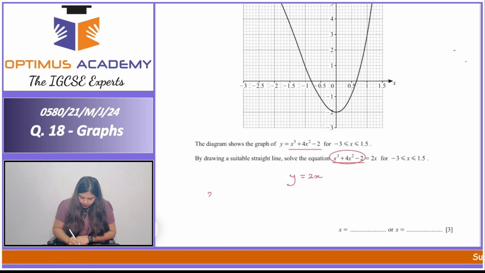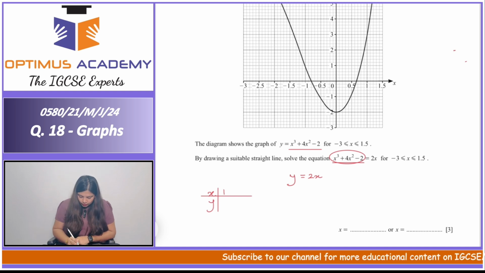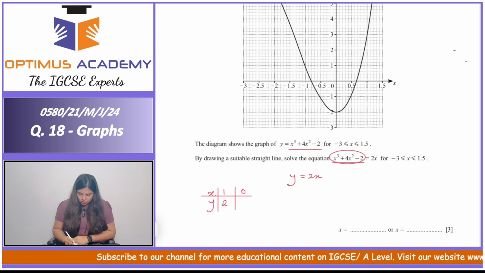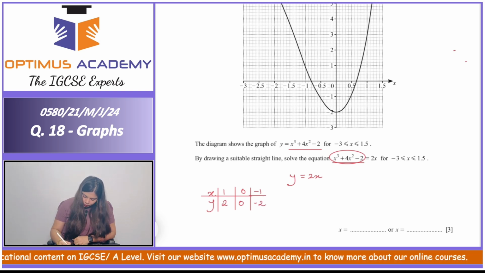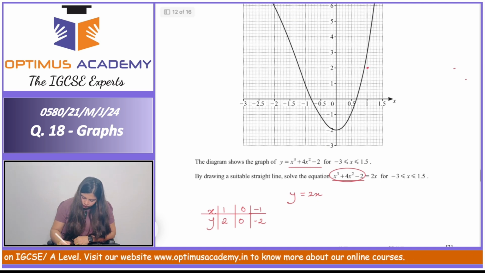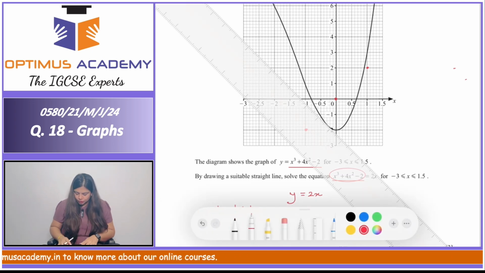Now to plot the straight line, we are going to make an xy table and assume three values for x, being x as 1. If I substitute x as 1, we get 2 into 1, that is 2. Keeping x as 0, we get 2 into 0, which is 0. And by substituting x as minus 1, we get the answer as minus 2. So let's plot these 3 points on the graph and draw a straight line passing through them using a ruler.